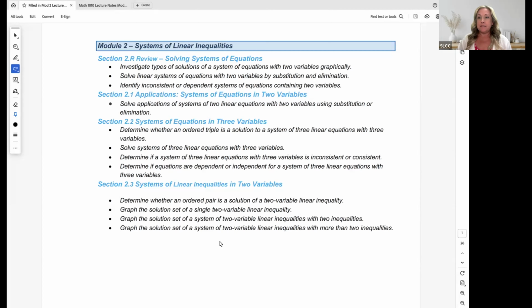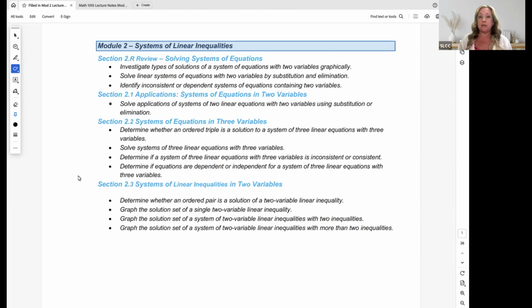Hello. Today we're going to be starting in Module 2, and we're going to be talking about systems of linear equations. This is something that should be a review for you that you have seen in another math class. But we're going to talk about systems of linear equations, how you could solve them graphically, how you could solve them by the substitution method, or how you could solve them by the elimination method.